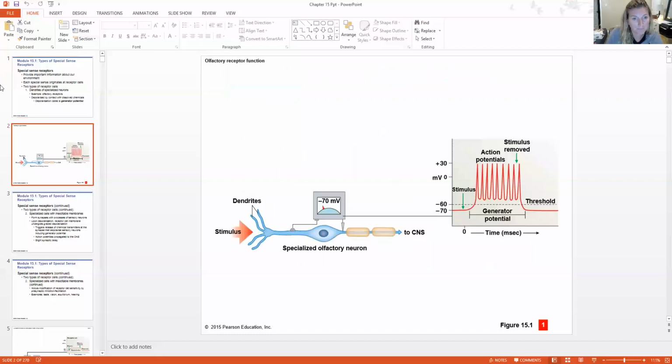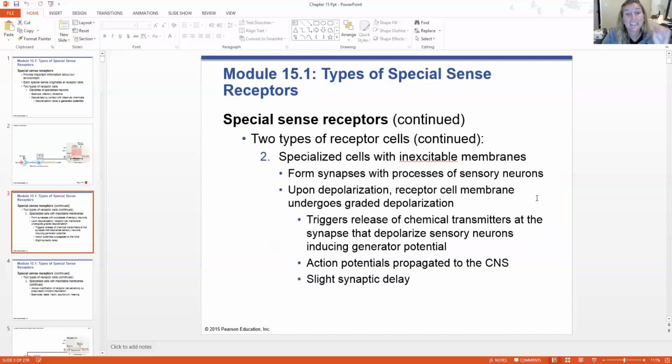Here you see what I mean. Stimulus comes in, stimulates the specialized dendrites of our olfactory neuron, and that causes that depolarization, which is called a generator potential. The generator potential has to exceed threshold, just like in a normal action potential where threshold has to be met. You also have inexcitable membranes.